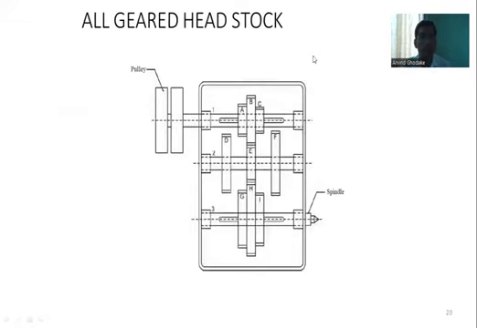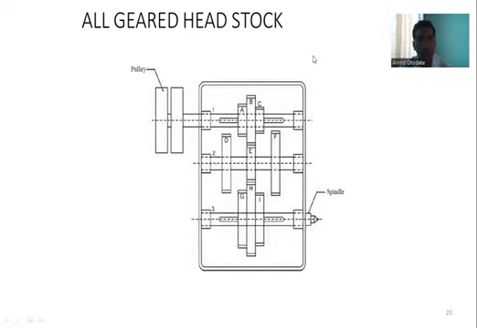Then the last one is the all geared headstock. You can observe this is the gearbox layout for the machine tool gearbox. Here you can observe that a pulley arrangement is there. The prime mover speed is given to the input shaft through the pulley. Then you can see shaft number 1, shaft number 2, and shaft number 3. Shaft number 1 is the input shaft, shaft number 2 is the intermediate shaft, and shaft number 3 is the output shaft. The output shaft is connected with the spindle of the machine tool.